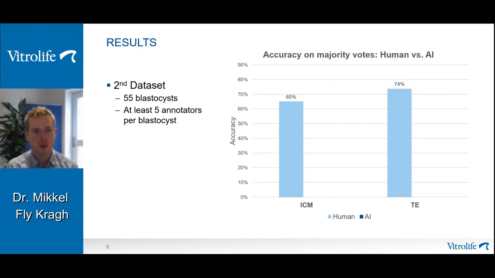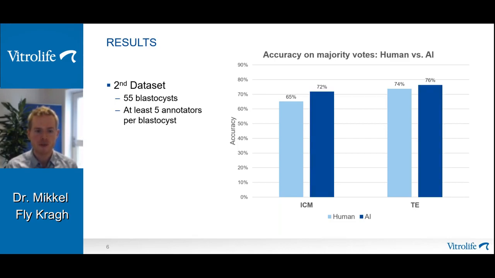Therefore, we collected a small dataset of 55 blastocysts that were each annotated by at least 5 different embryologists. This allowed us to calculate the average accuracy of an embryologist by comparing the answers of one embryologist against the remaining embryologists. And when we did the same thing for our AI, we saw that it was actually a bit better than the average human embryologist in predicting both inner cell mass and trophectoderm.